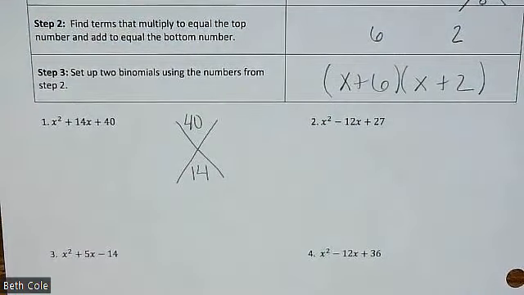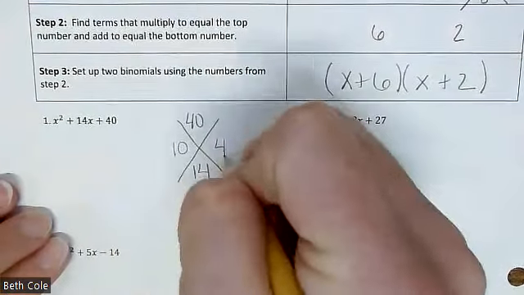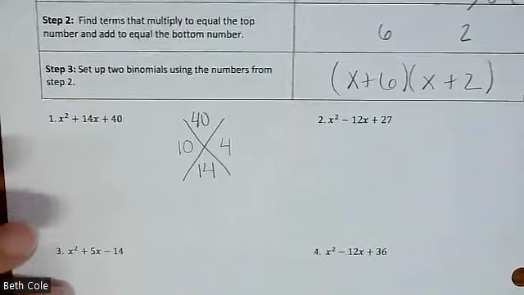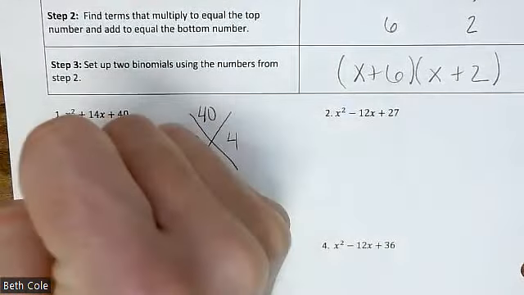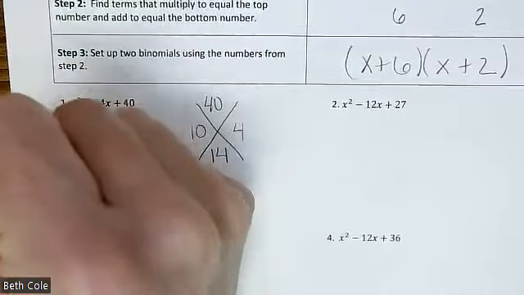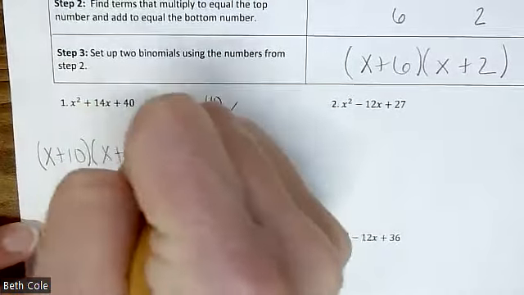So you need 2 numbers that multiply together to be 40 and add together to be 14, which is good. 10 and 4, or 4 and 10. Again, the order you write it doesn't matter. And so for your answer, you're going to draw your 2 sets of parentheses, and in there you'll put x plus 10 and x plus 4.